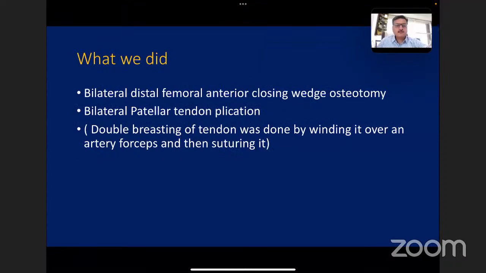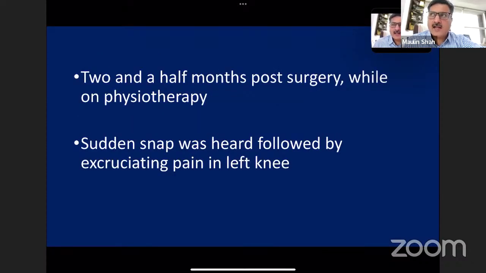So we did a bilateral distal femoral anterior closing wedge osteotomy and bilateral patellar tendon plication. We did a double breasting of the tendon by winding it over an artery forceps and then suturing it. So that is the 2.5 Heinz technique of plication. And Goda can share that paper with all of you, mentioning different ways of doing plication.